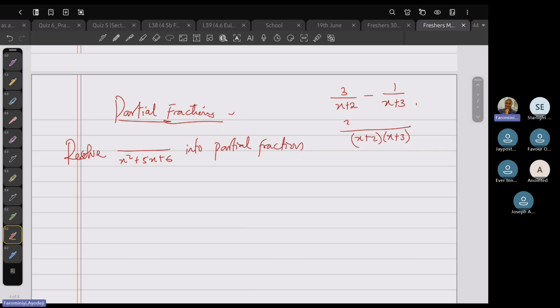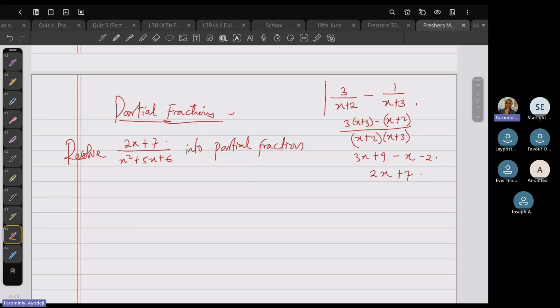Then this is 3x plus 3 minus x plus 2. So that will give us 3x plus 9 minus x minus 2. So this will give us 2x plus 7. So let me write this as 2x plus 7.